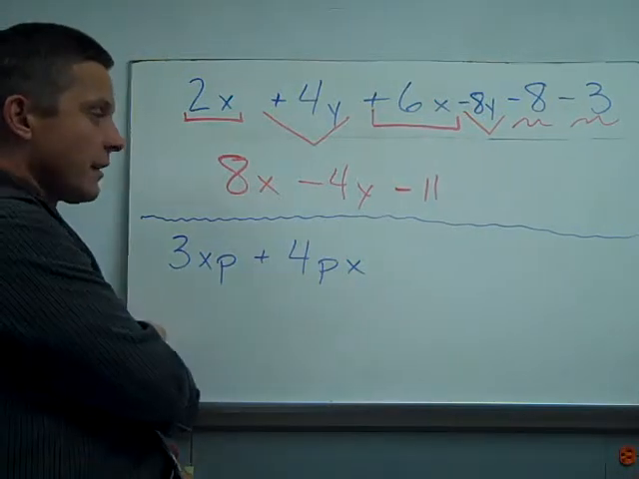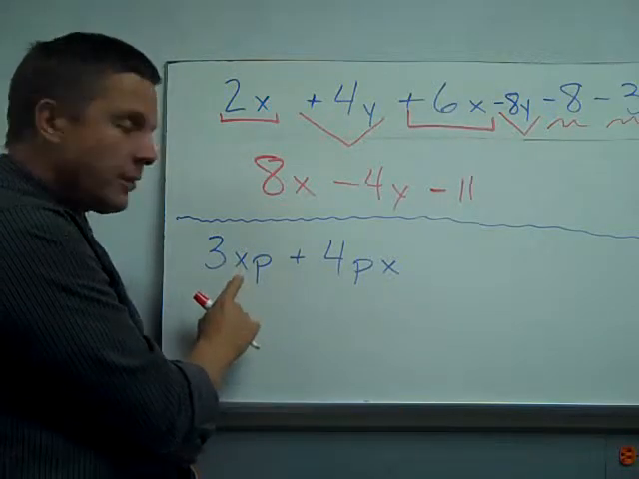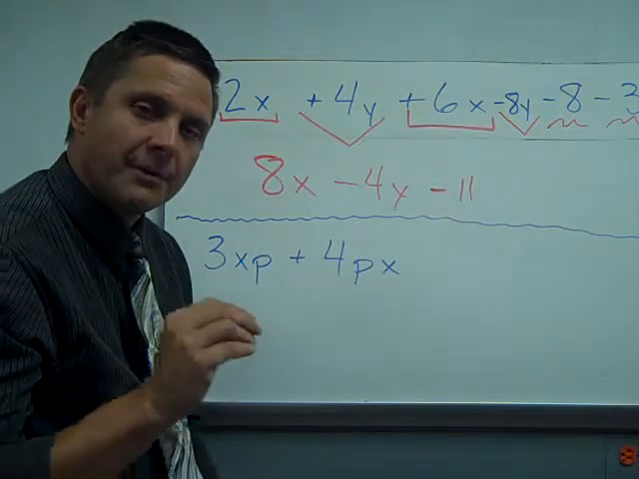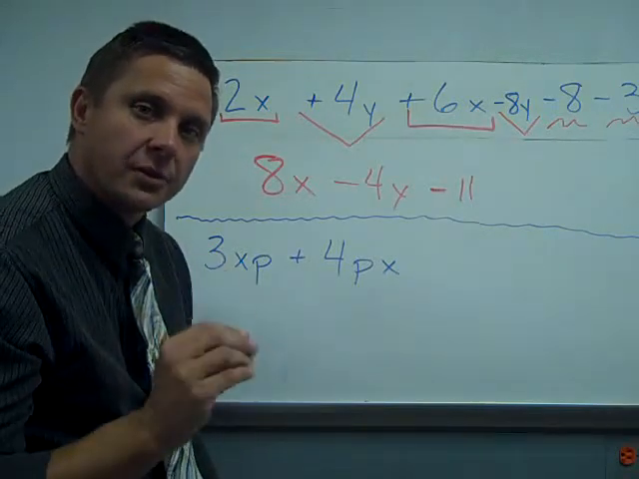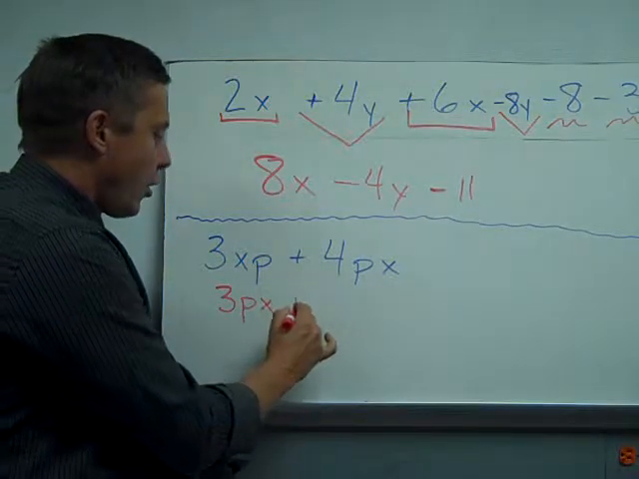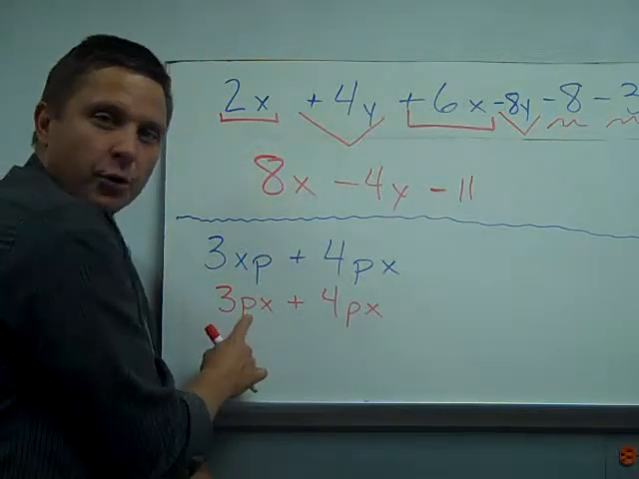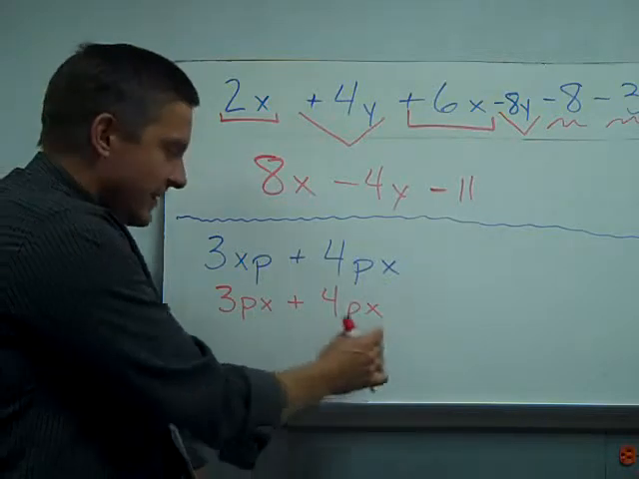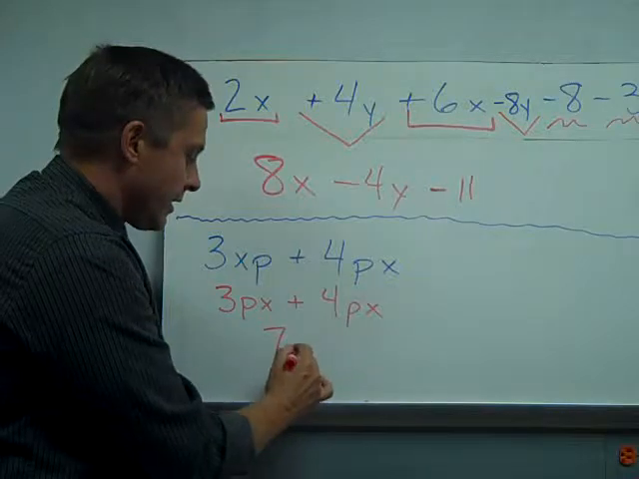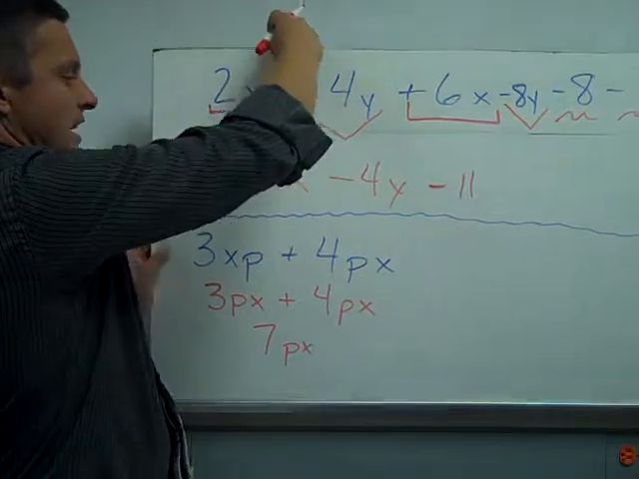Now, when there's multiple variables, we need to be aware of something. 3xp plus 4px. When we look at this, we have to realize that you can multiply in any order. 2 times 7 is 14. 7 times 2 is 14. So I will start by writing all my algebraic variables in alphabetical order. It just makes my life easy. And is px and px the exact same? They are. So 3 plus 4, I could call this 7px.